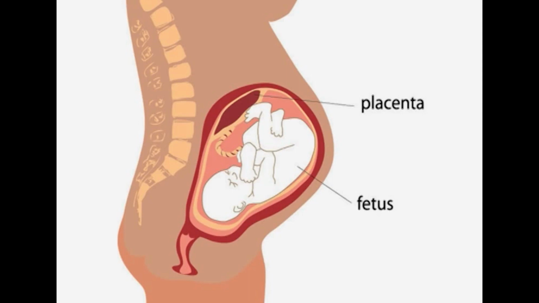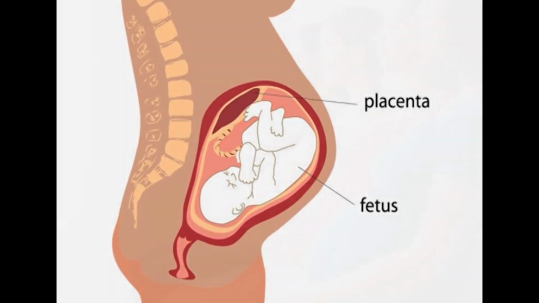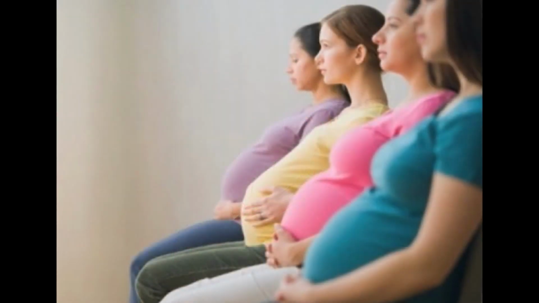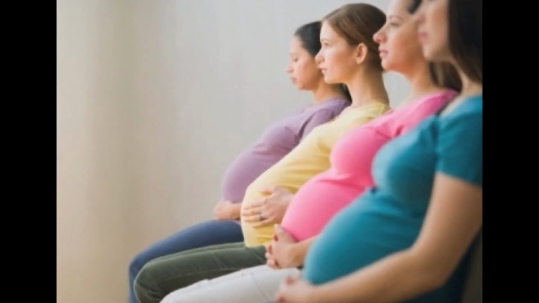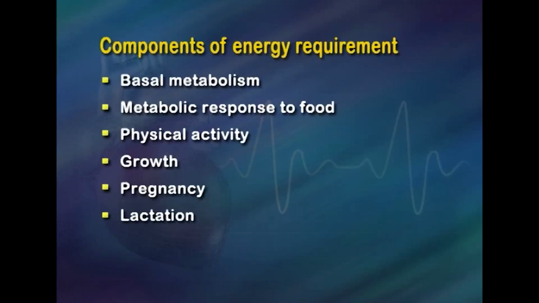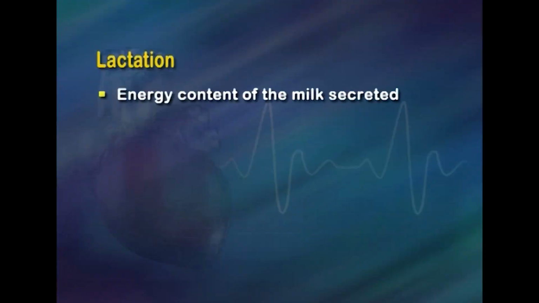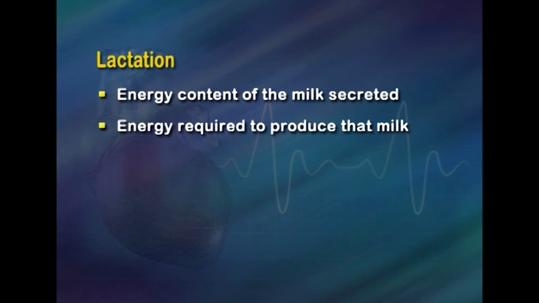Pregnancy. During pregnancy, extra energy is needed for the growth of fetus, placenta and various maternal tissues such as uterus, breasts and fat stores, as well as for changes in maternal metabolism and increase in maternal effort at rest and during physical activity. Lactation. The energy cost of lactation has two components: one is the energy content of milk secreted and second, energy required to produce that milk.